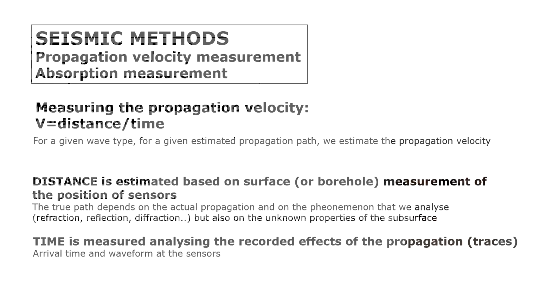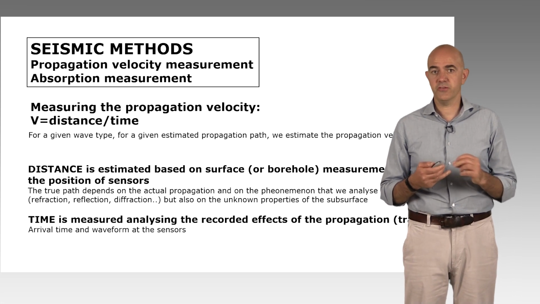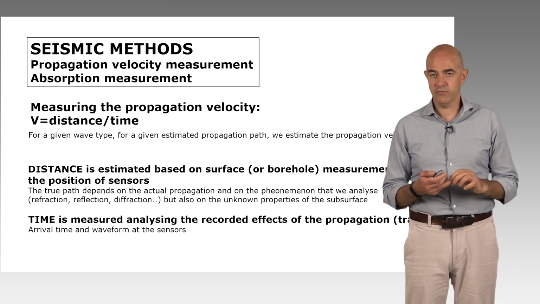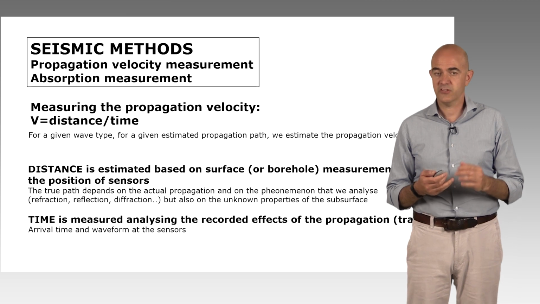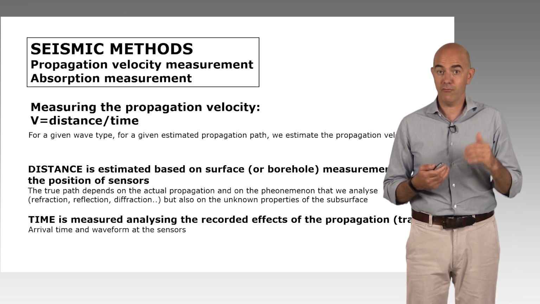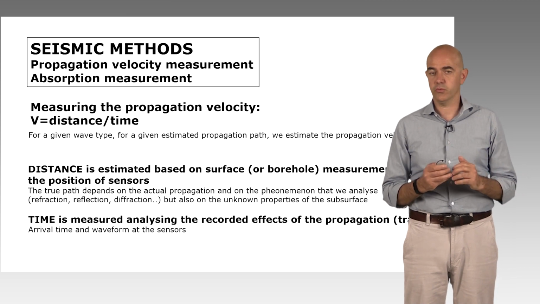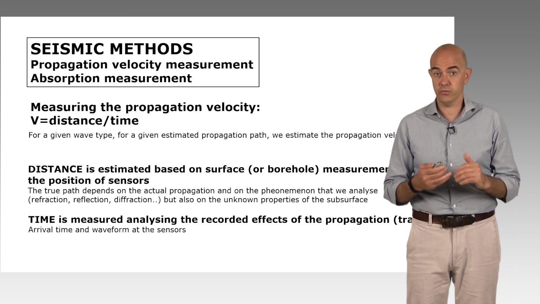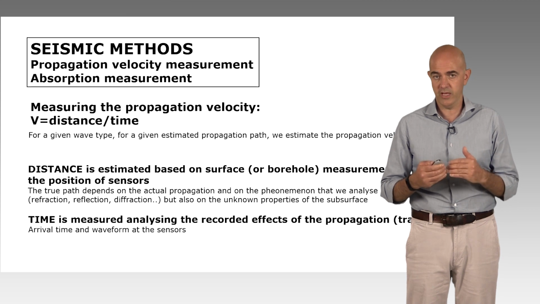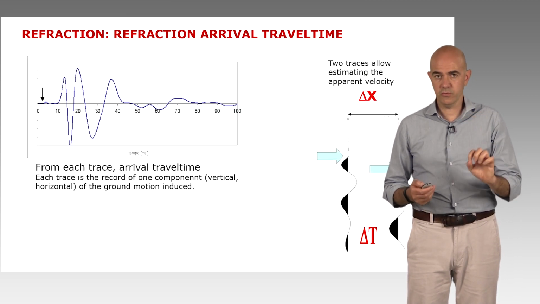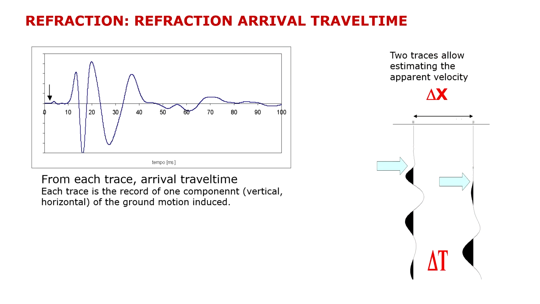The time, the second part of the estimation of velocity, is measured analyzing the seismic data, trying to identify the arrival time of different seismic events and trying to identify which type of path we are looking at. Because the apparent velocity that we have in the seismic record is to be converted into a true velocity, and we need to do that to know which is the propagation path. So, again, let's review what are the different components that are visible in seismic data.